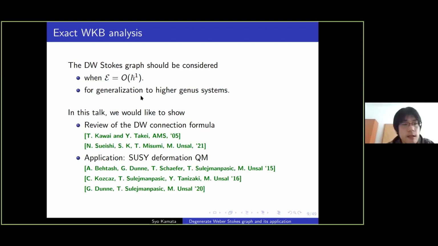So in this talk, because of this motivation, we would like to show the review of the Degenerate Weber connection formula, and also, as a simple application, we would like to apply this Degenerate Weber connection formula to the Suji deformation quantum mechanical system.